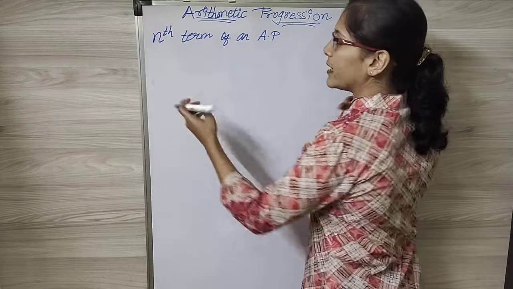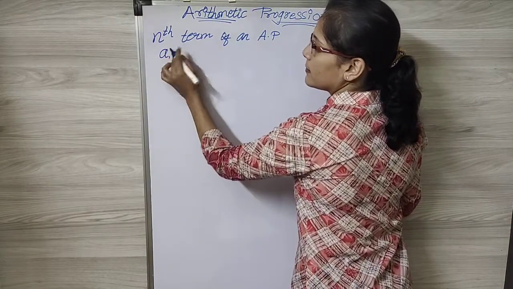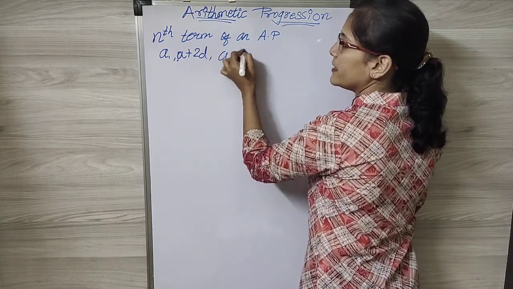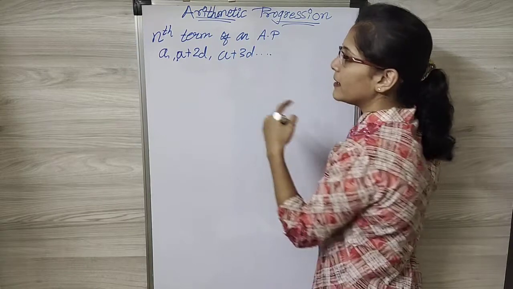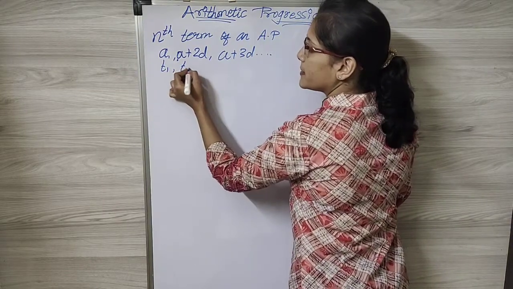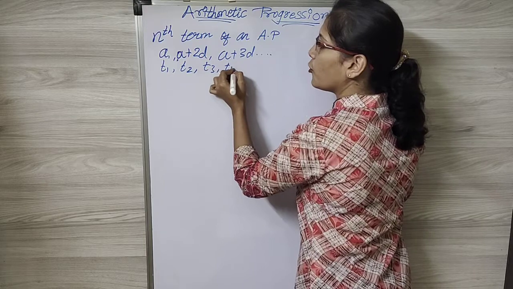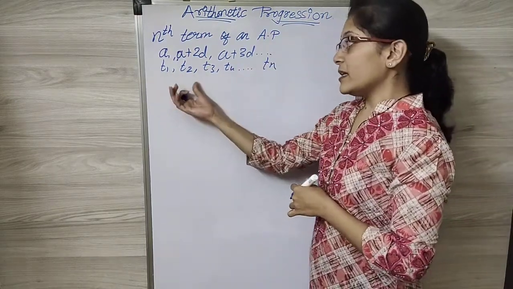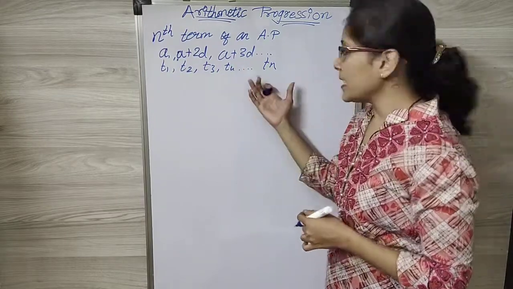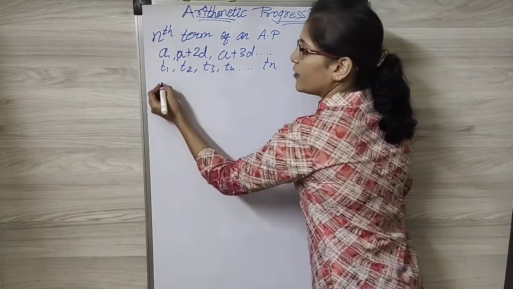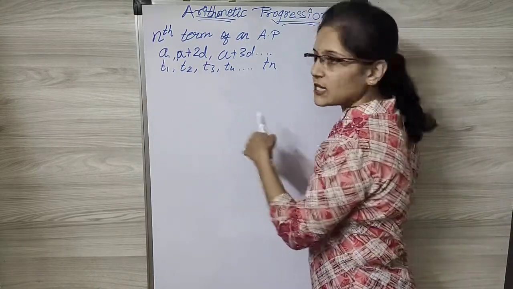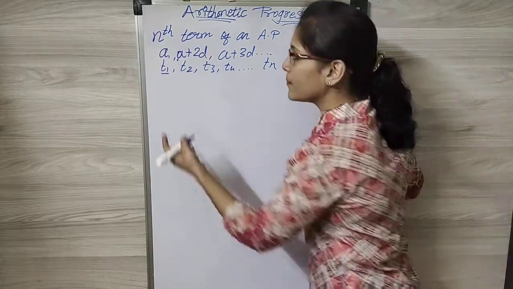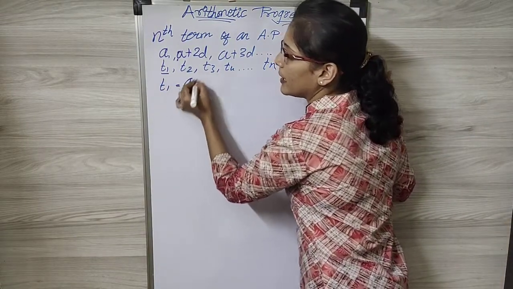So for that you know that the terms are A, A plus D, A plus 2D, A plus 3D and so on, right? And next was T1, T2, T3, T4 till Tn. This is the sequence of an AP. Now if I want to find T1, then from the sequence, the first one is T1. That is the first term. So T1 is equal to A.